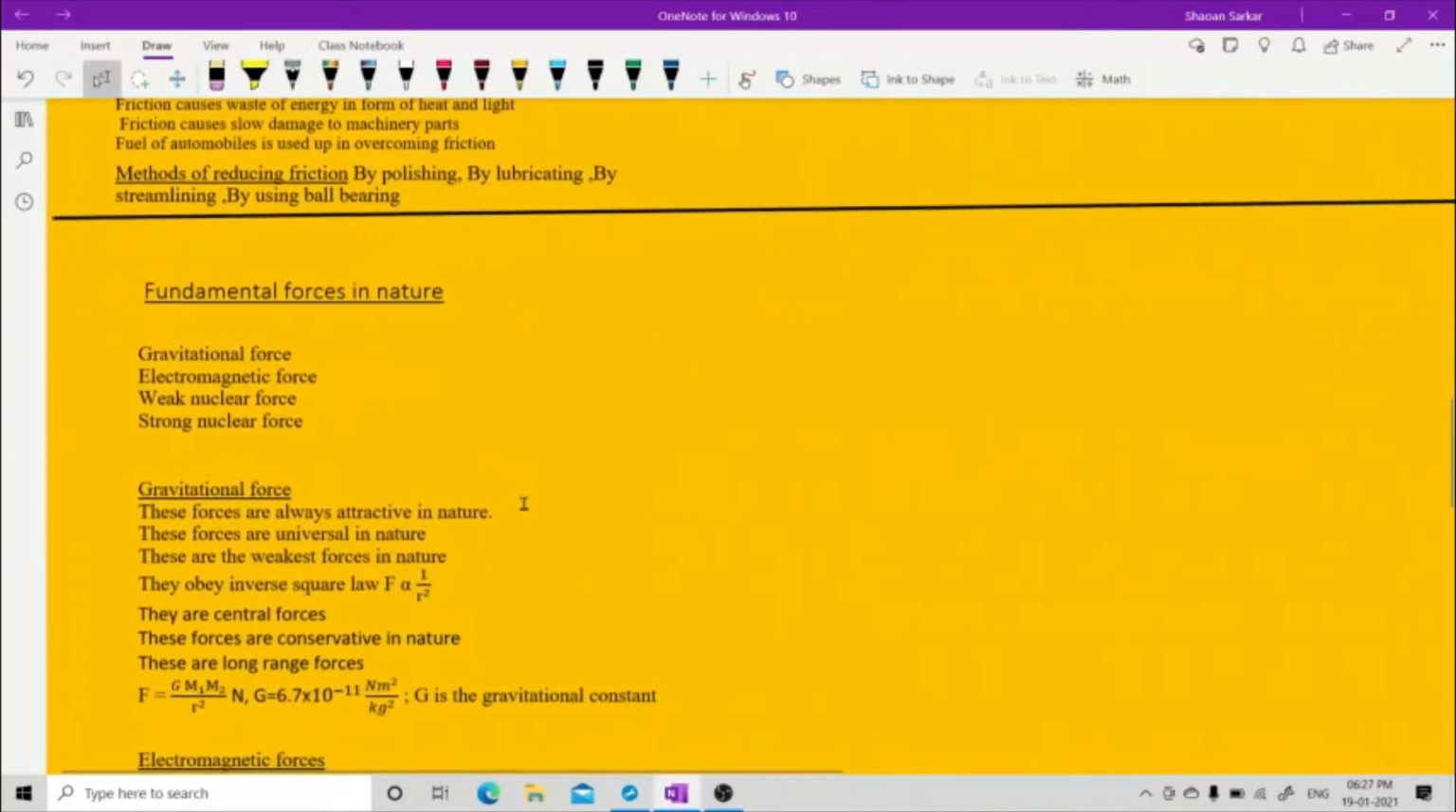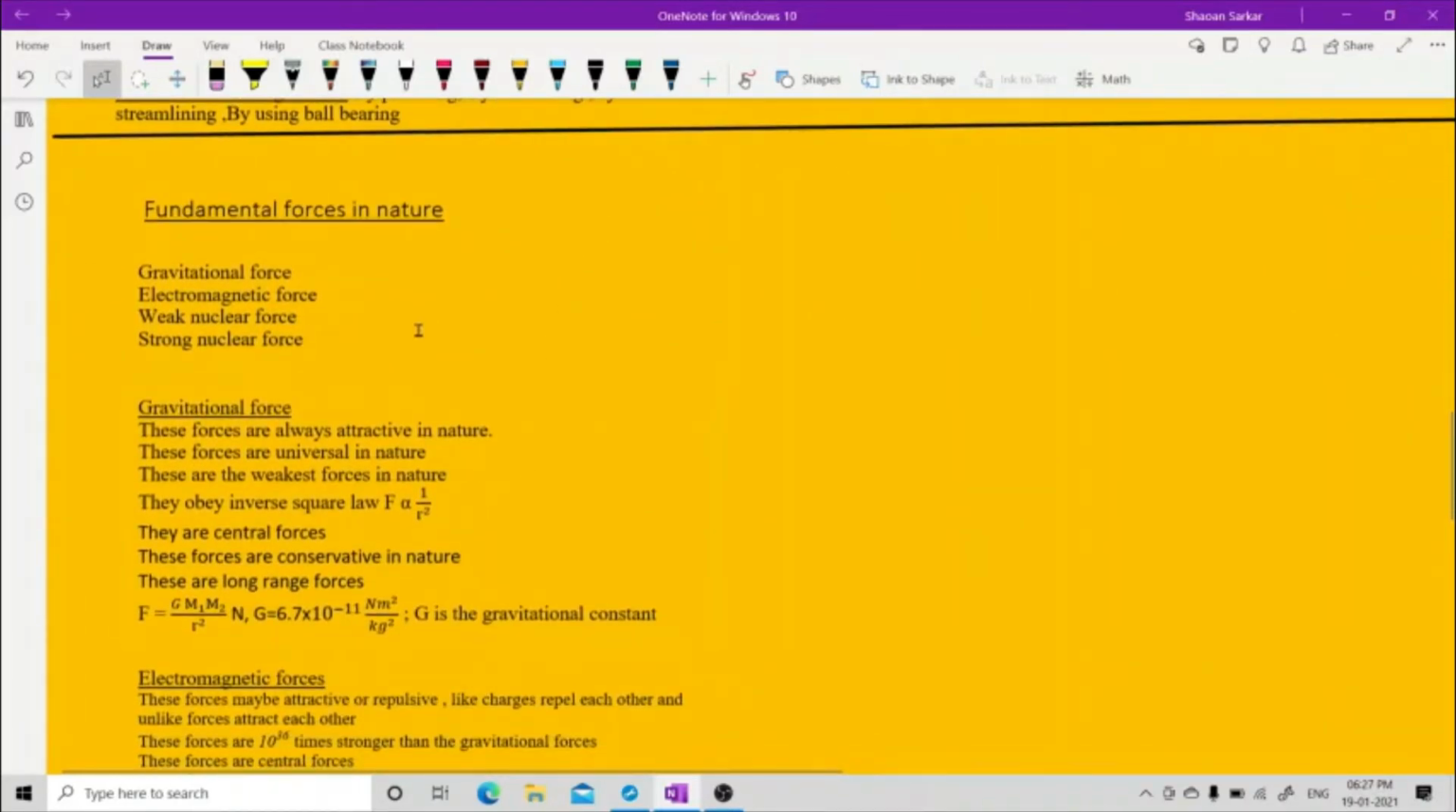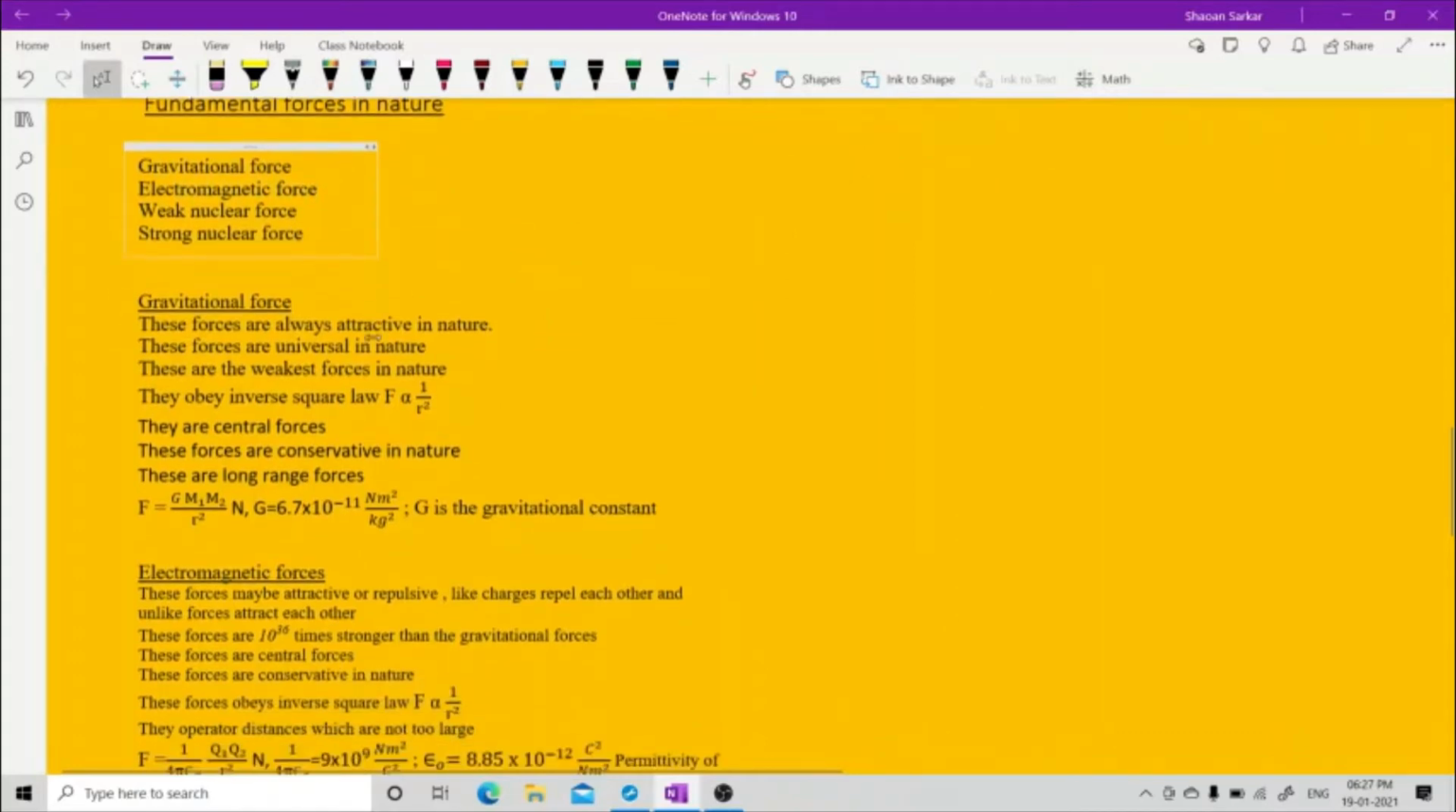Now, something new for those who didn't have physics in class 11th and 12th. These are the fundamental forces of nature, though the last two are more important for you. Already in classes 9th and 10th, you have been introduced to gravitational force and to electromagnetic force. So let's see what it is.